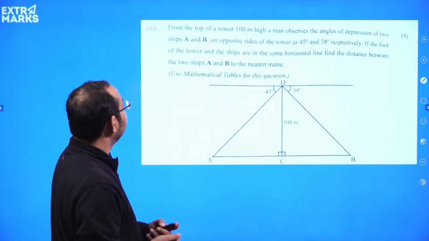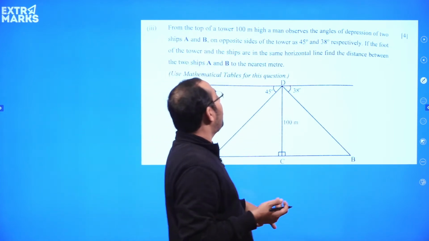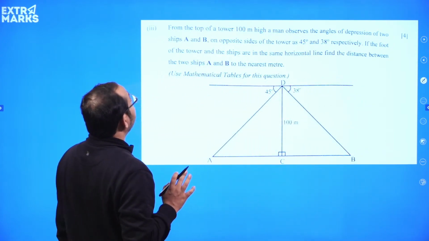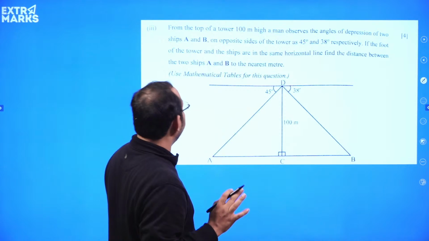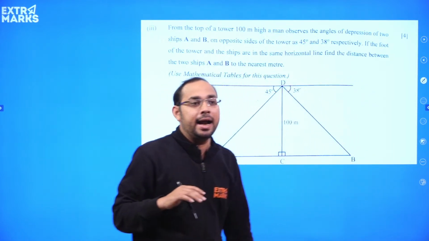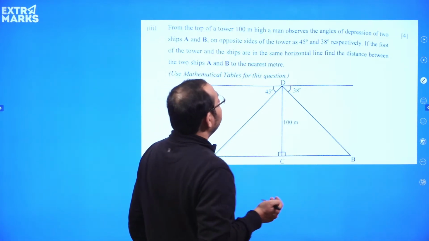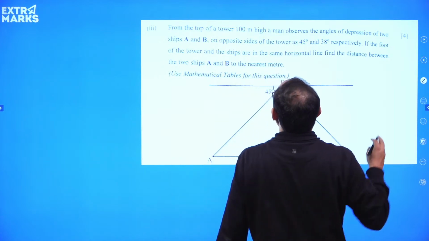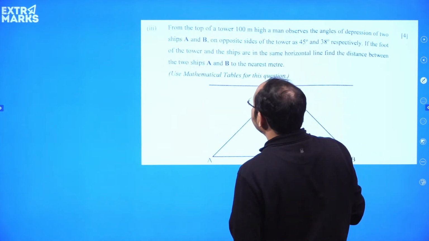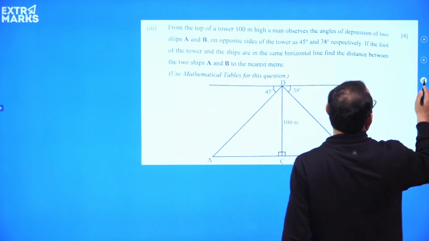Let's move forward. Let's see this next question. From the top of a tower 100 meter high, a man observes the angle of depression of two ships A and B on opposite sides of the tower as 45 degrees and 38 degrees. Okay, I will tell you how to do this question. If the foot of the tower and ships are in the same horizontal line, find the distance between the two ships A and B. Okay, I am supposed to find this distance.